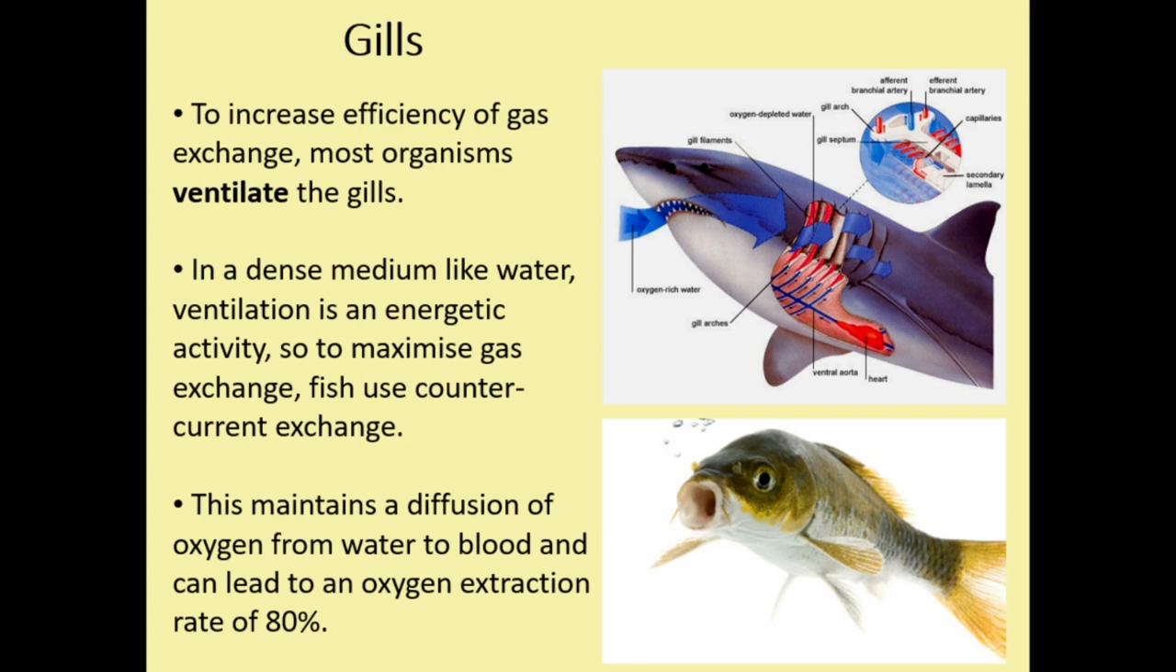What we also see with fish is that we get slightly different ways in which they ventilate their gills. So we can see here two different types of fish. So we have two main groups of fish, which are the cartilaginous fish, so the sharks, skates, rays, and chimeras. They belong to a group called the chondrichthyes. And then at the bottom here, we have an example of a bony fish. So bony fish belong to the group osteichthyes. And this, when we think of fish, is typically what we think of.